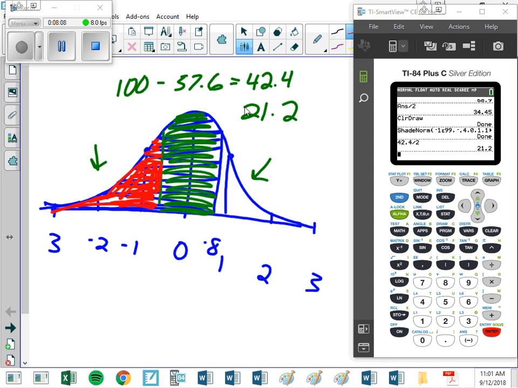So I could take 21.2 and add it to the green piece. We could add those together. What else could I do? Well, I know that 21.2 is also equal to that piece. I could do 100 minus 21.2. That would work. Max, how did you do it?